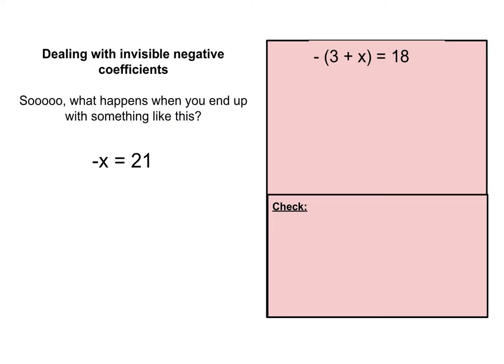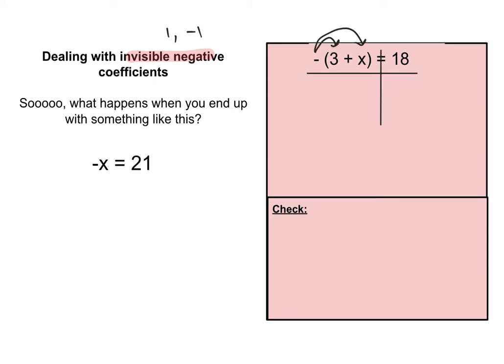One of the tricky things that comes up when we start working with negatives is we have to remember these invisible coefficients we have. Remember, our invisible coefficients are 1 and -1. And let's see how this plays out by just starting with solving this equation. And this equation actually has an invisible coefficient of -1. There's a secret -1 outside those parentheses.